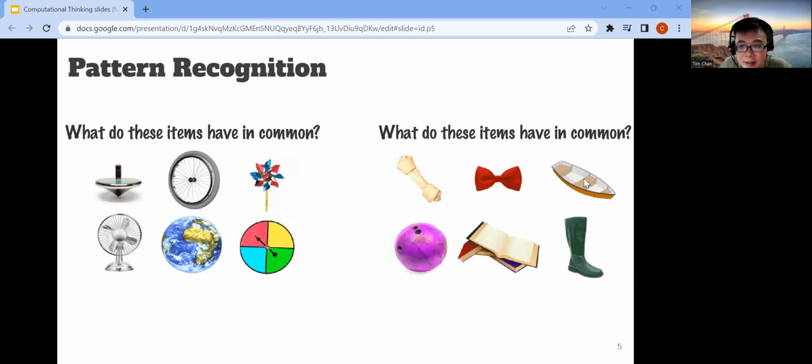This is a little bit more difficult, but let me give you a hint. How do you spell them? The first one is bone. The second one is bowl. Third one is boat, followed by ball, book, and boots. Do you realize they all start with B? So as you can see, there is actually a pattern that you can use to recognize these two different sets of items. This is pattern recognition.